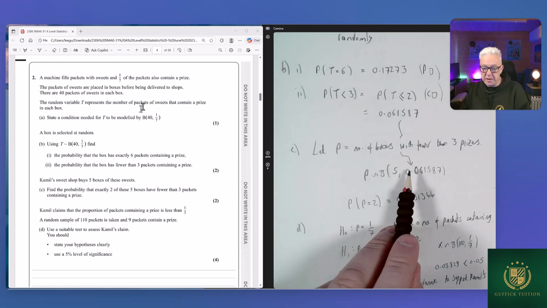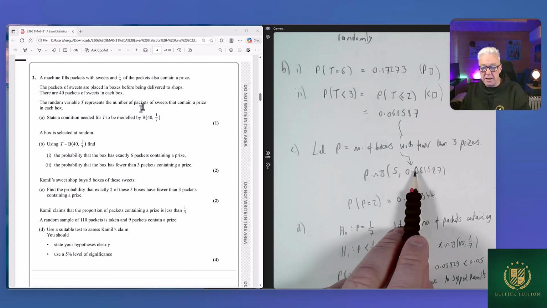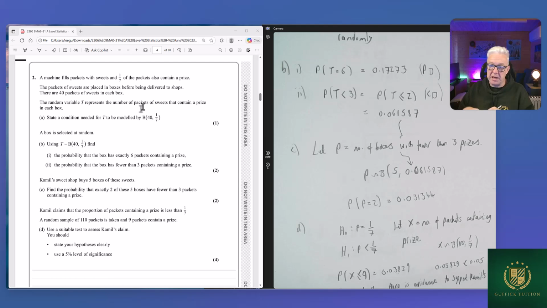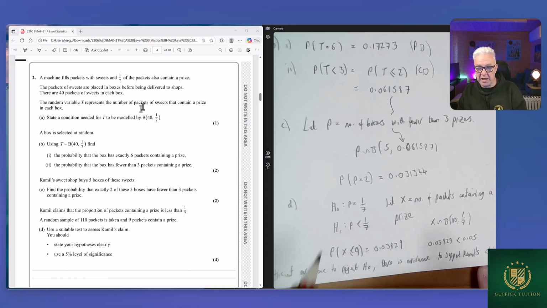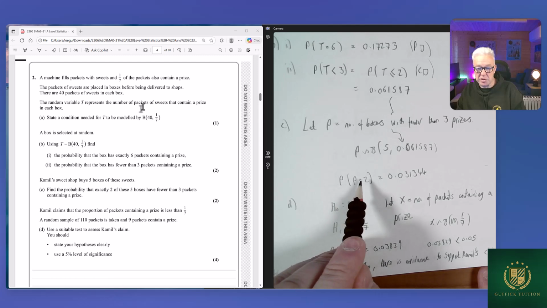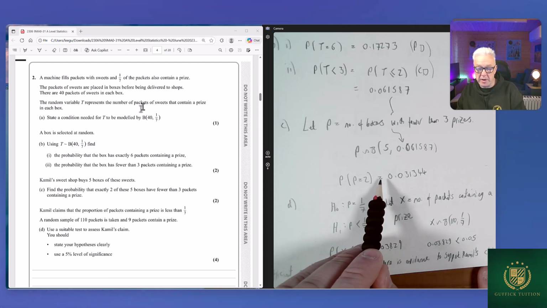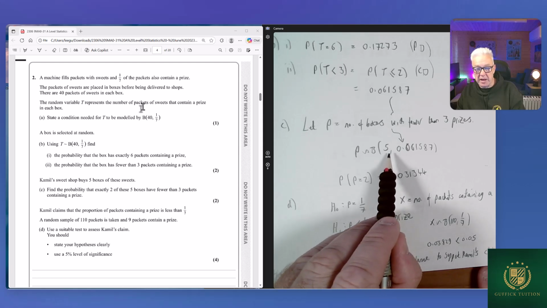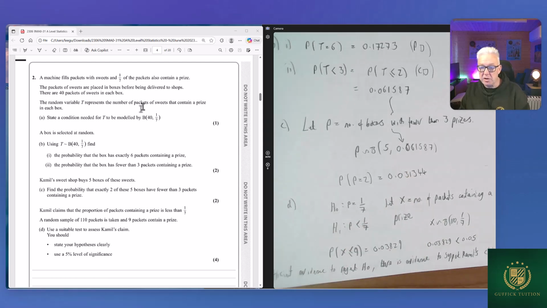There's 5 boxes for our n, and our p is the probability that a box contains fewer than 3 prizes. So we want exactly 2 of these boxes to fit this criteria. So we want to work out the probability that, I've called it p for this distribution, the probability that p equals 2. Remember that's going to be binomial PD because we've got equals 2. And when you put that in with that as your n and that as your p, you get 0.031344 as your answer there.